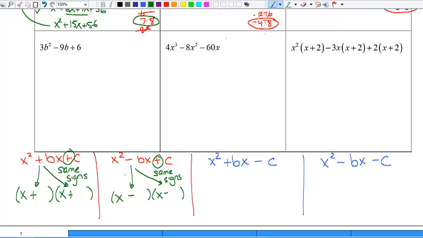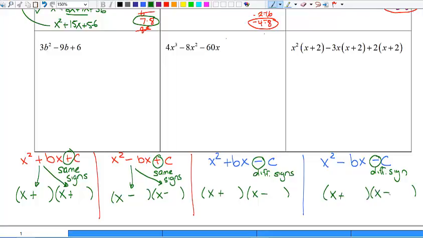Alright, how about on the third one? The blue one. Now I did these in blue because both of these blue problems both have negative c's. The negative c's tell me that my signs are going to be different. I have different signs. So on these, I know I'm going to have one x plus and the other one's going to be x minus. But clearly the two blue problems aren't exactly the same, so why are their answers the same? Well, they are for now.